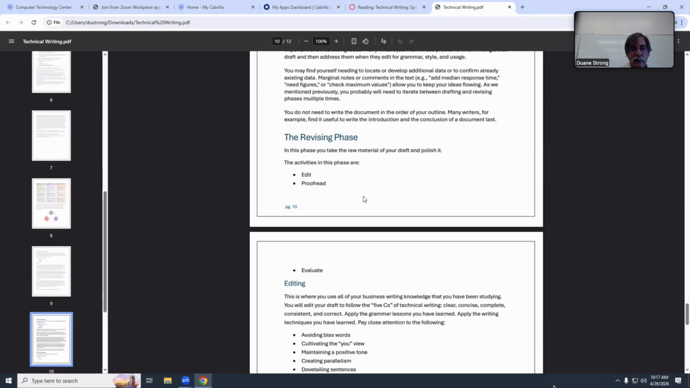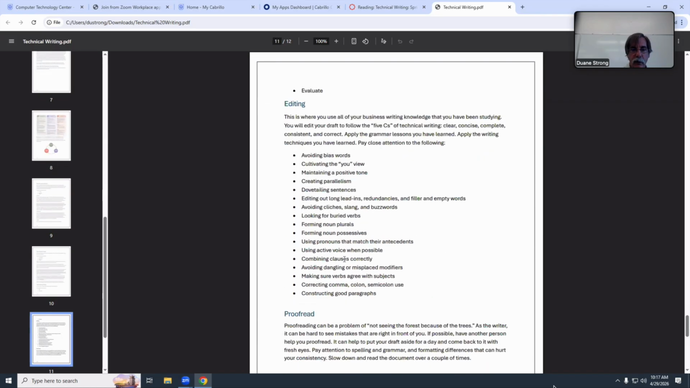And then the last phase is the revising phase. This is where you take all that raw material of your research in your draft and you polish it. The activities in this phase are editing, proofreading, and evaluating. Editing is where you use all your business writing knowledge. You're going to edit your draft to follow those 5 C's I just talked about: clear, concise, complete, consistent, and correct. We're going to apply all the grammar lessons and writing techniques we've learned, and here's a list of all the things you might be surprised that you've learned in this class already.